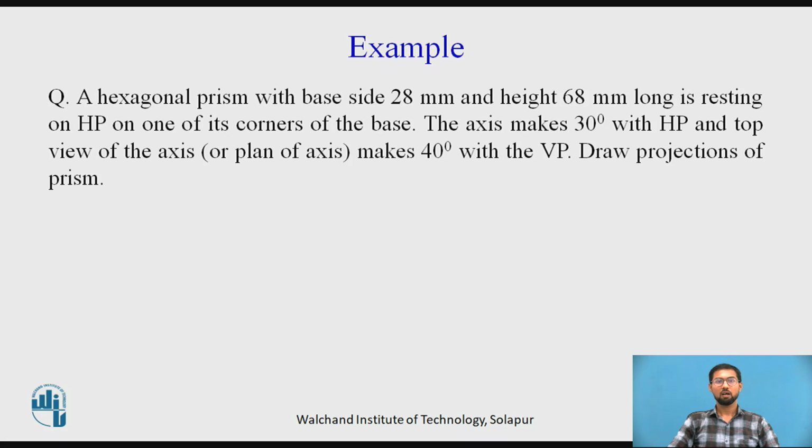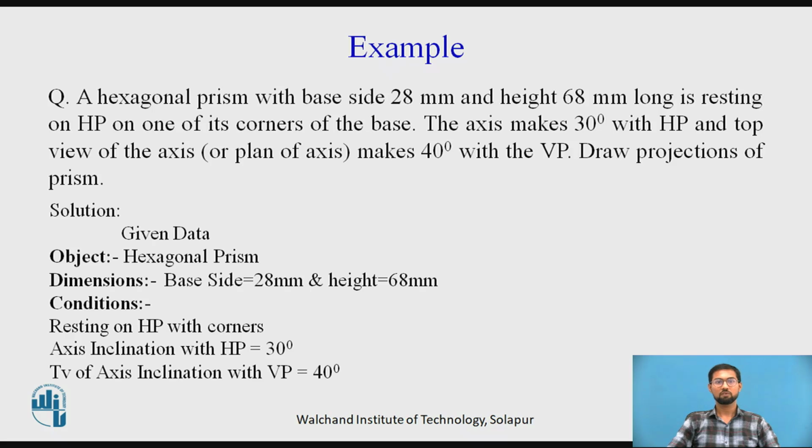Question: a hexagonal prism with base side 28 mm and height 68 mm long is resting on HP on one of the corners of its base. The axis makes 30° with HP and the top view of the axis, or plan of the axis, makes 40° with the VP. Draw the projections of the prism.